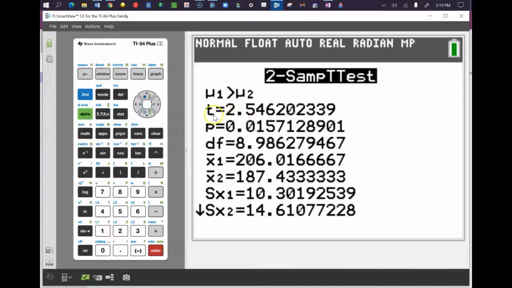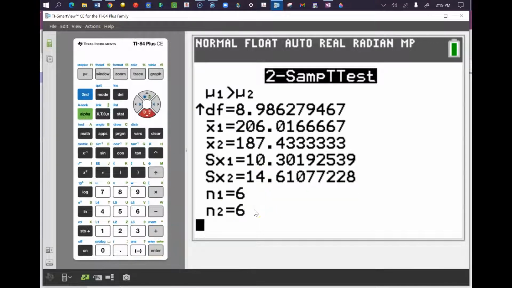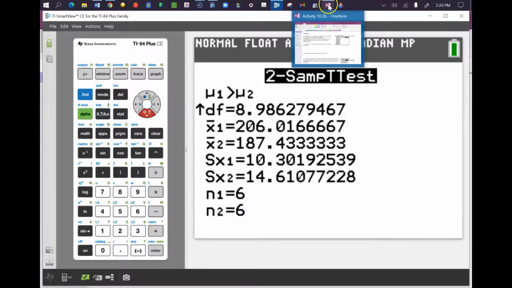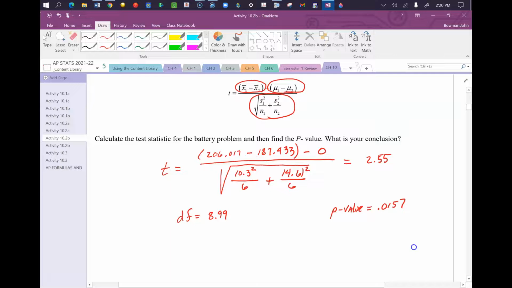You will see that we got a test statistic of 2.55, a p-value of 0.0157, and degrees of freedom, from that really complicated formula, of 8.98. You also get the sample mean and the sample standard deviation for both samples, and a whole bunch of other information, with sample sizes down at the bottom. If I were doing this on a quiz or a test, I would actually put the data in my calculator first, particularly in this situation because the sample sizes are so small, and plot the data, look for skewness or outliers, do the test, and then go back and actually show my work right here.